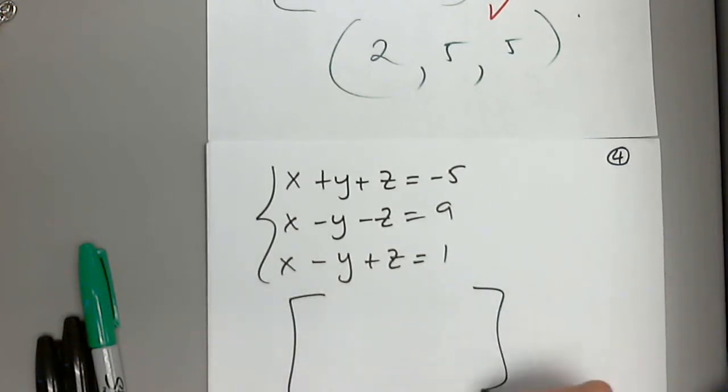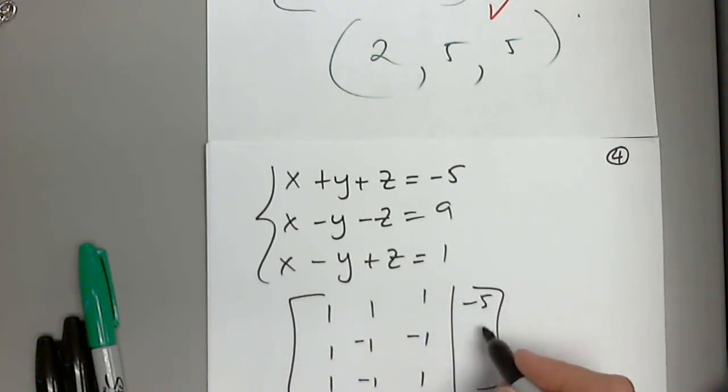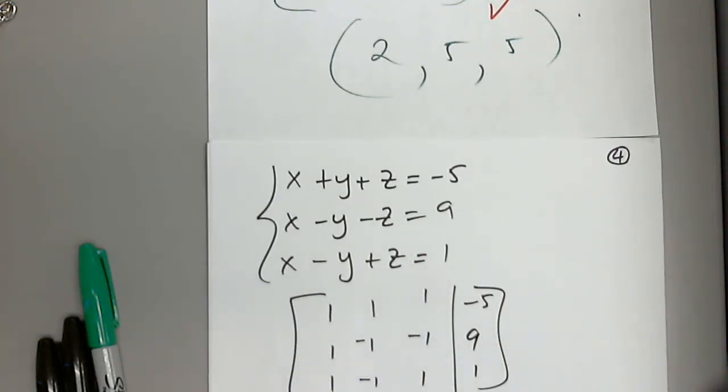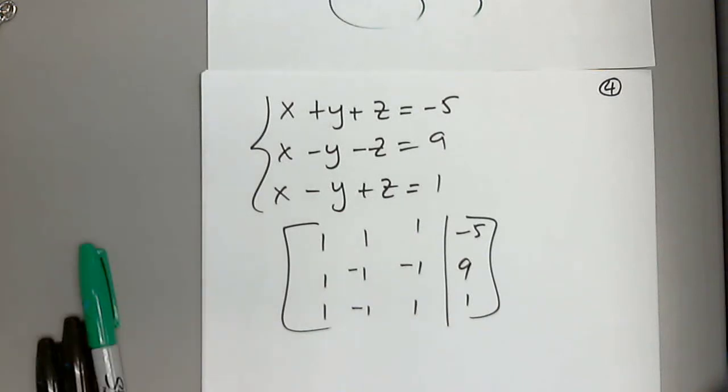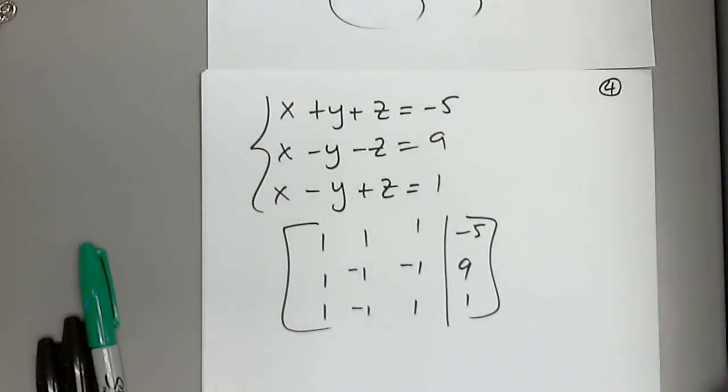Good. I can start by writing the augmented matrix. 1, 1, 1, 1, negative 1, negative 1, 1, negative 1, 1, negative 5, 9, 1. And it is really mandatory, in order to understand what's happening, to watch the video. You can fast forward it. You don't have to watch it for an hour and 45 minutes. But just follow what we did last time. It will be very helpful.